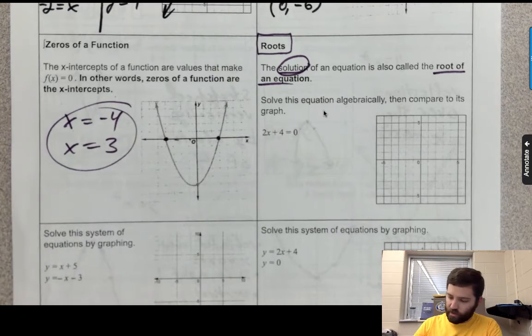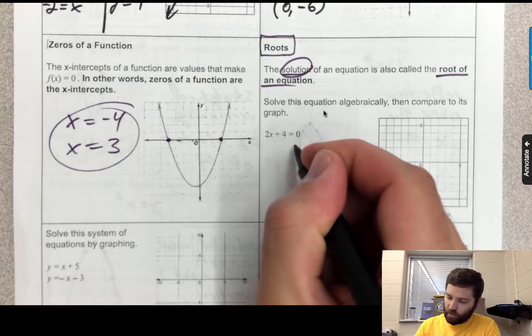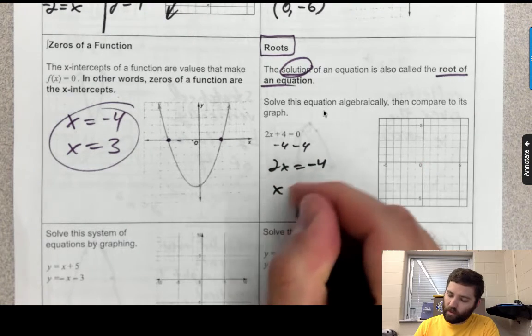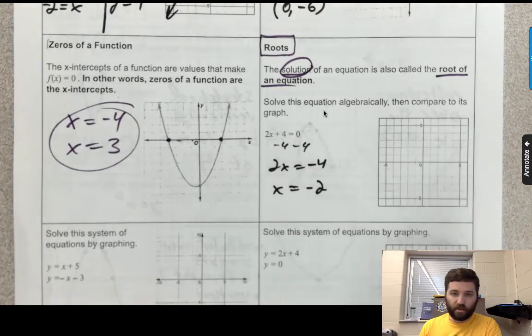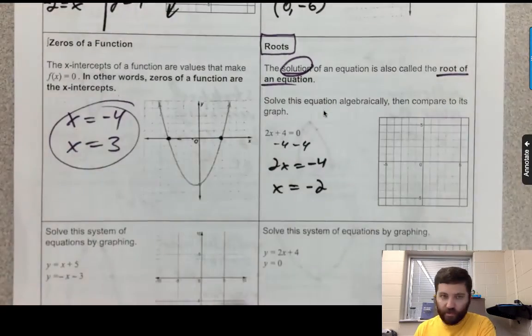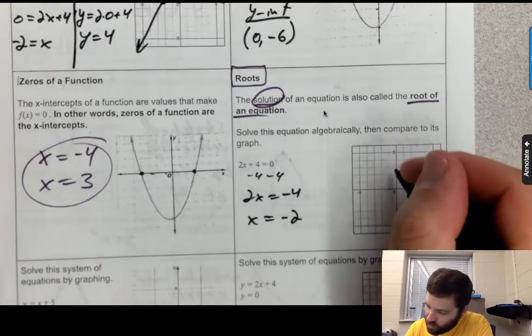So I'm going to solve this now. I'll subtract 4. I get 2x equals negative 4. I get x equals negative 2. So the solution is x equals negative 2. Let's graph this and see what it looks like. Oh, we already have the graph. It's that line right there. Let's just sketch it out real quick again.